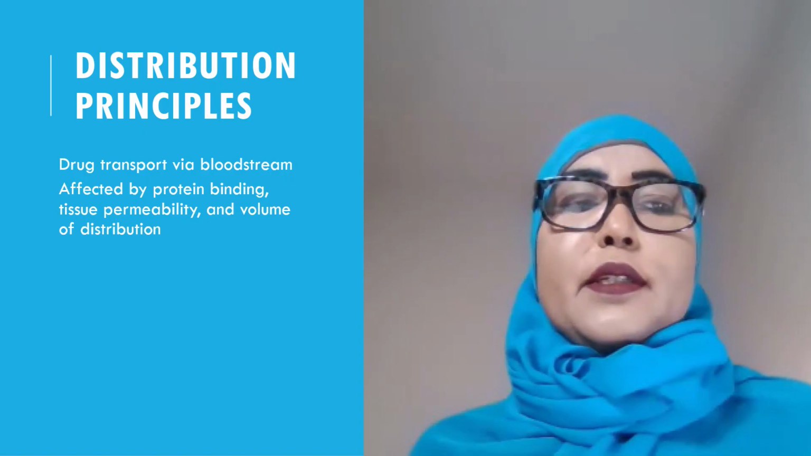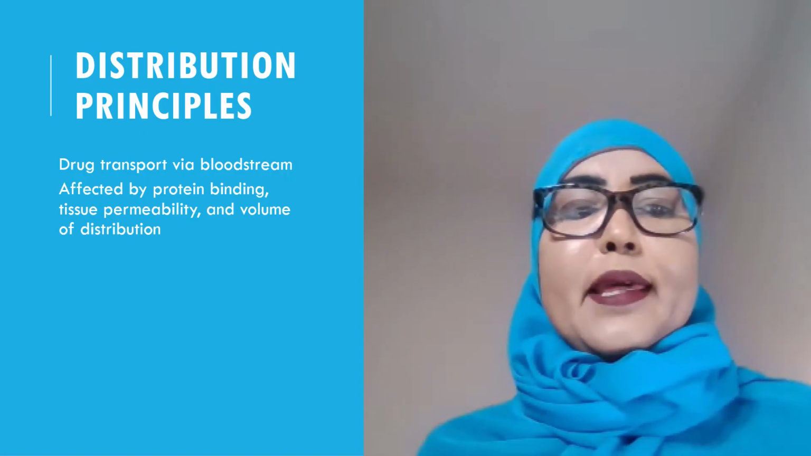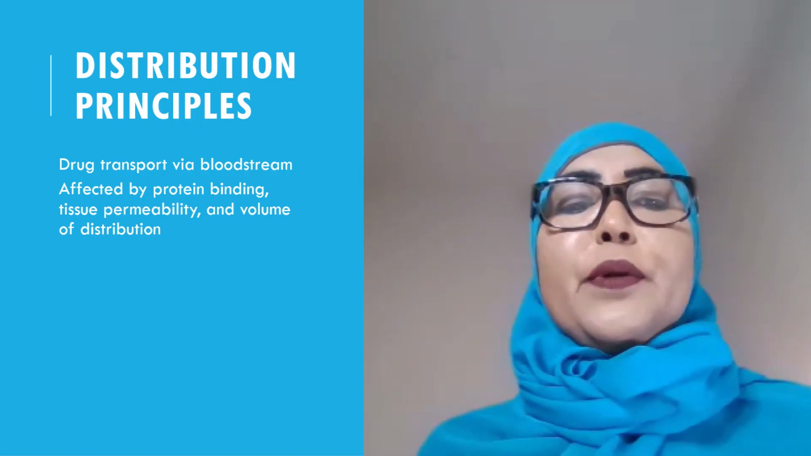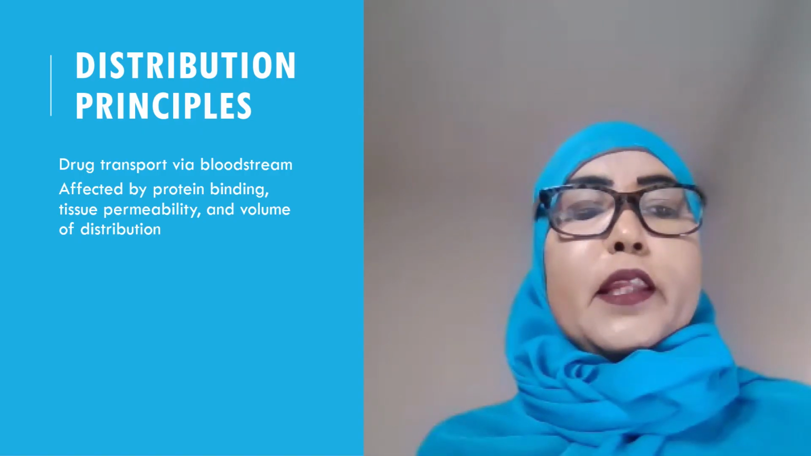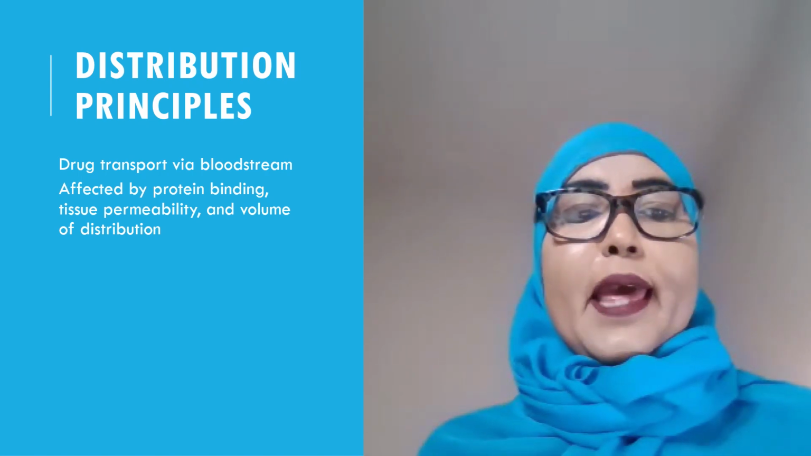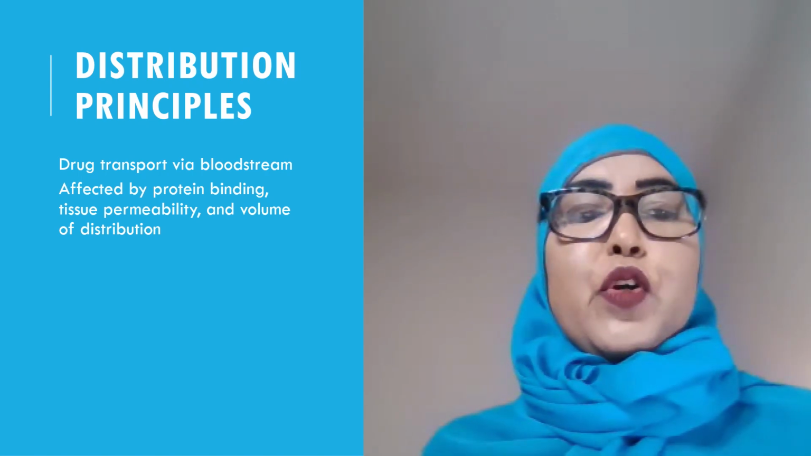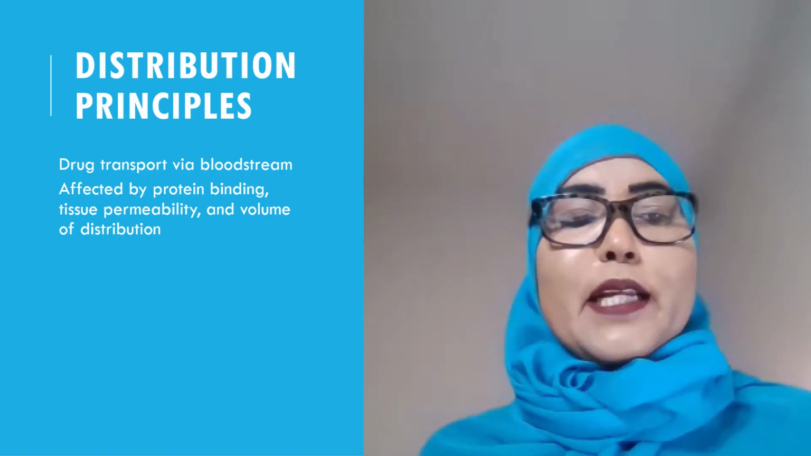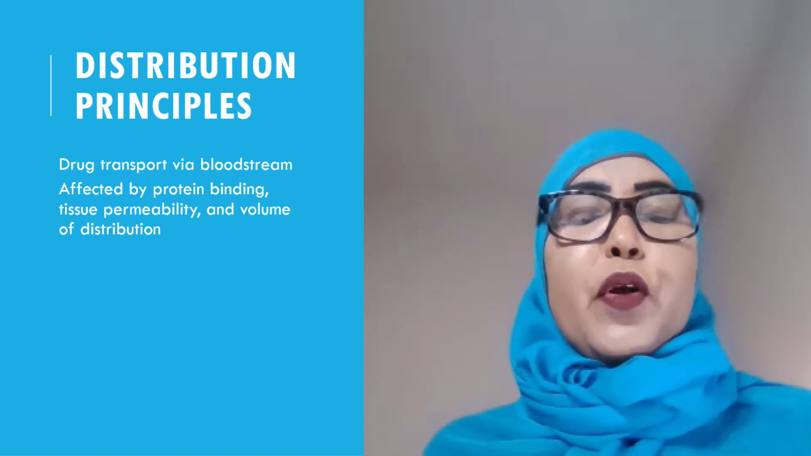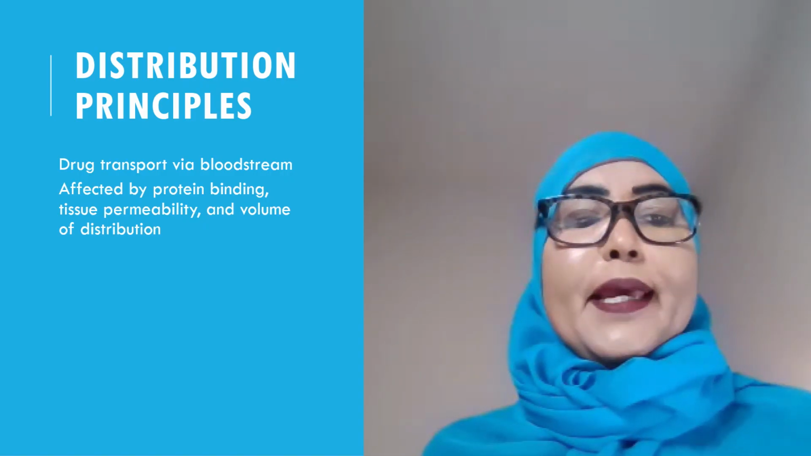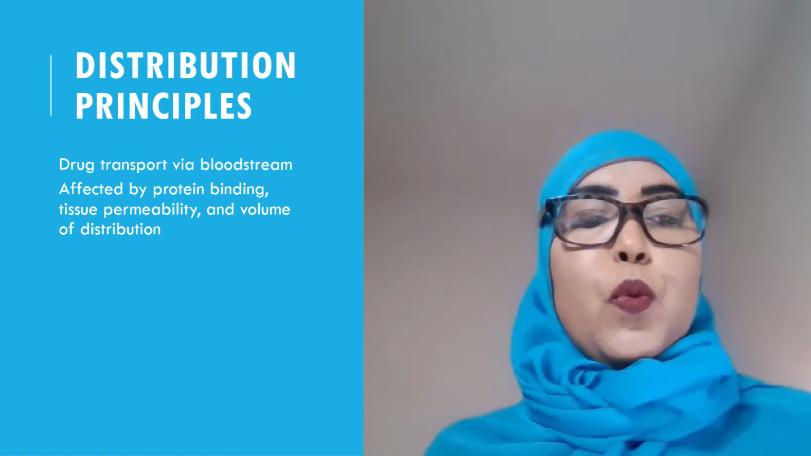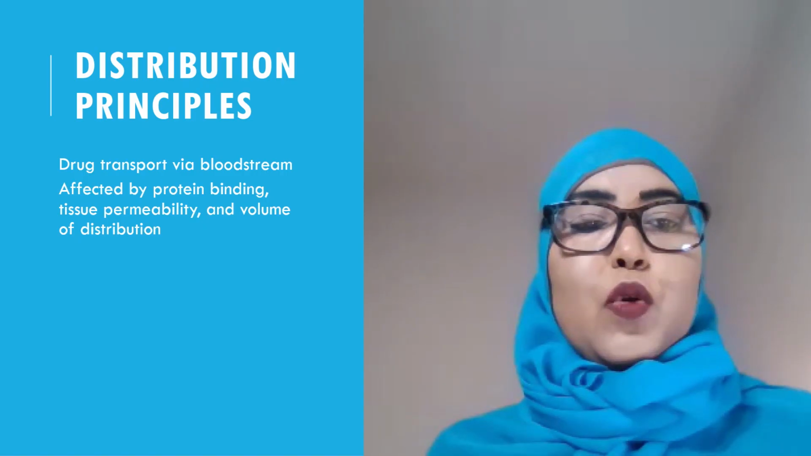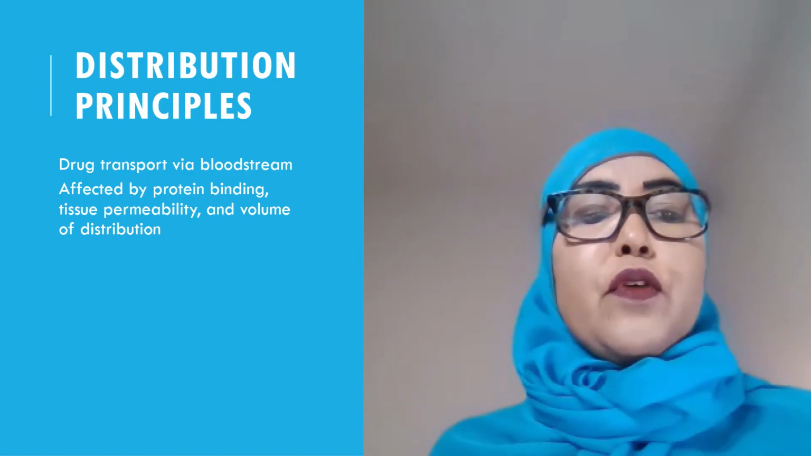Distribution principles. Drug is transported by the bloodstream and is affected by the protein bindings and the tissue permeability and volume of the distribution. So the medication distribution is affected by the protein bindings. We will learn that later. And the tissue permeability, how the medication can go through the tissue, and the volume of the distribution.